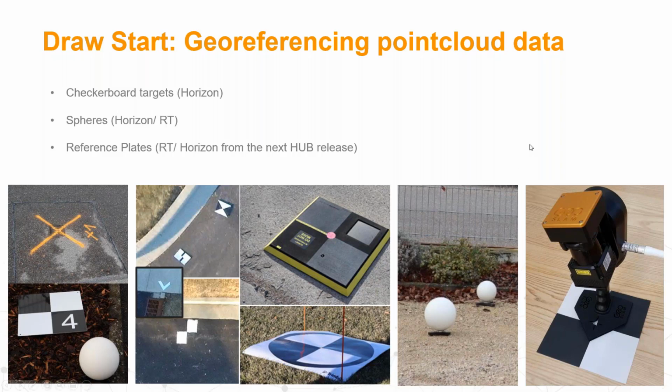What's important for the targets is to have a good reflectivity if used with Horizon in near infrared, be reasonable in size, maybe around 0.5 meter by 0.5 meter if it's a checkerboard target, and have them well distributed across the captured area.